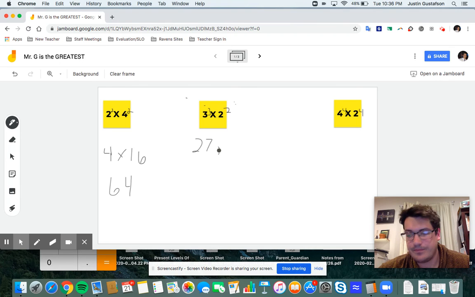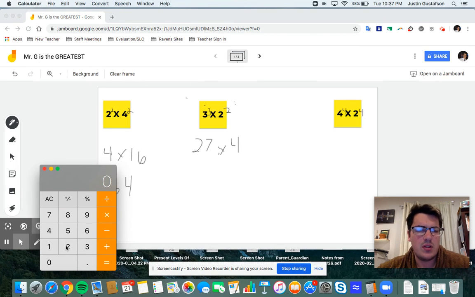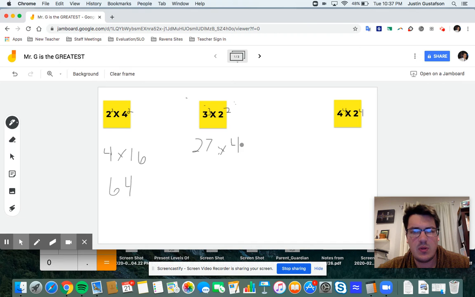Times 4 is what? I can't do that off the top of my head, but I know that 20 times 4 is what? 100, right? No, it's 80. 20 times 4 is 80. 4 times 7 is 21. So it should be around there. Let's do 27 times 4. 108. There we go.